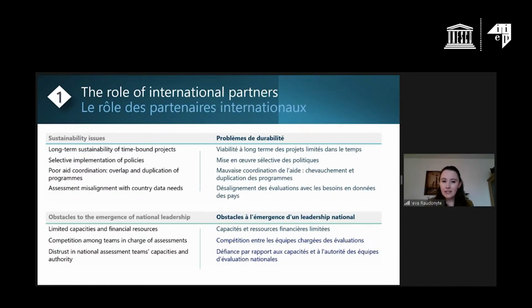Another thing that is very important is the national leadership in the assessment systems. The national leadership is important not only to make sure that assessments address the data needs of countries, but also it is key to bring different actors to work together on assessments and to ensure sustainable development of assessment systems. However, we saw that a number of obstacles emerged for this to happen.